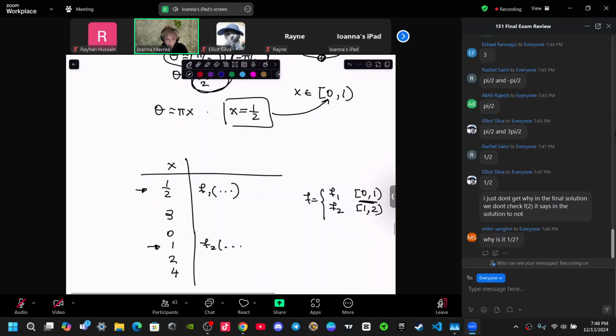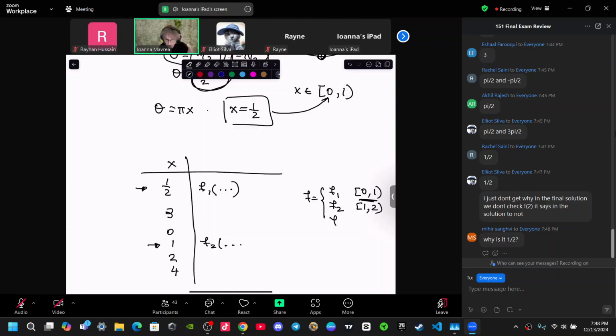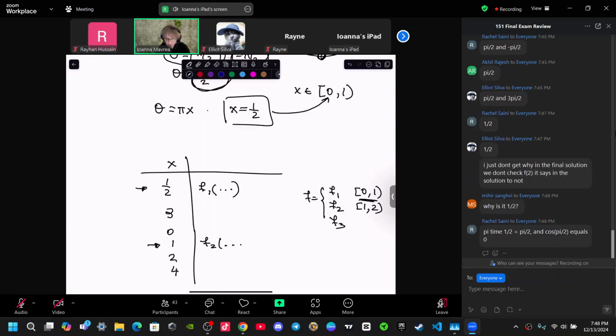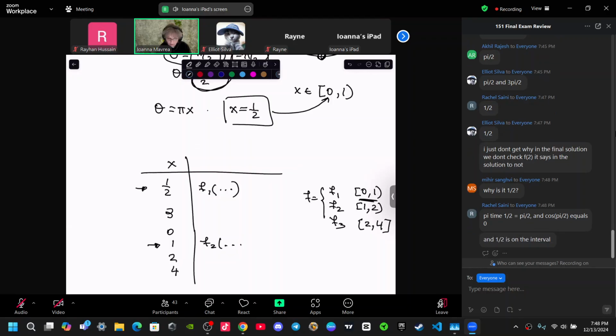Why is it a half? Okay, I'll come back to it. And then you have the third piece, and you're allowed to use this piece if your x's are numbers between 2 and 4. So this x and that x and that x, all of those, you're going to go to the third piece to plug in. So f3 of 3, f3 of 2, and f3 of 4. You plug in on the third piece.